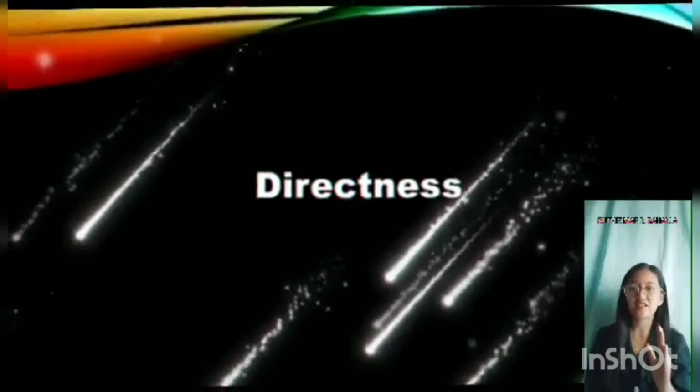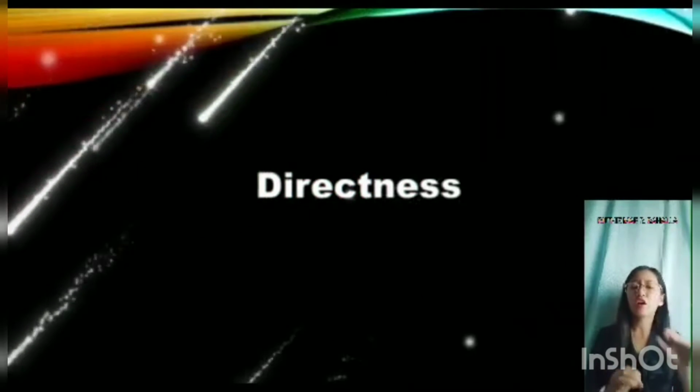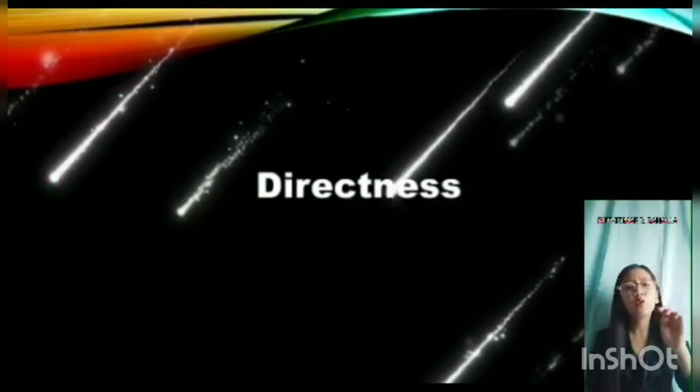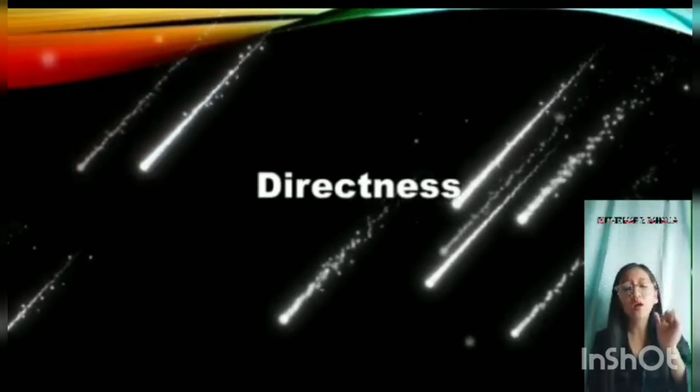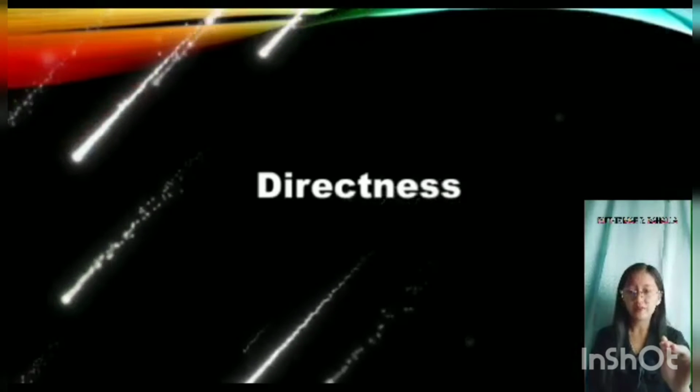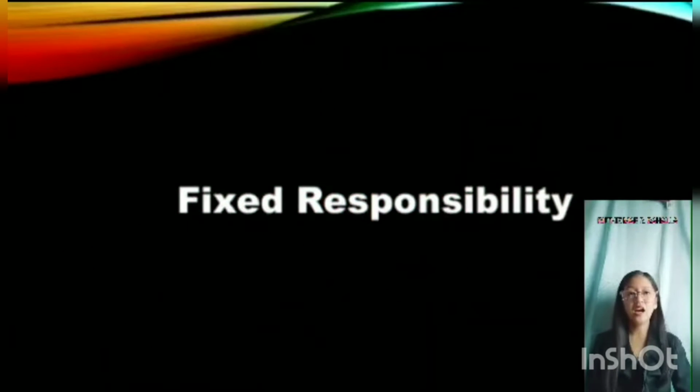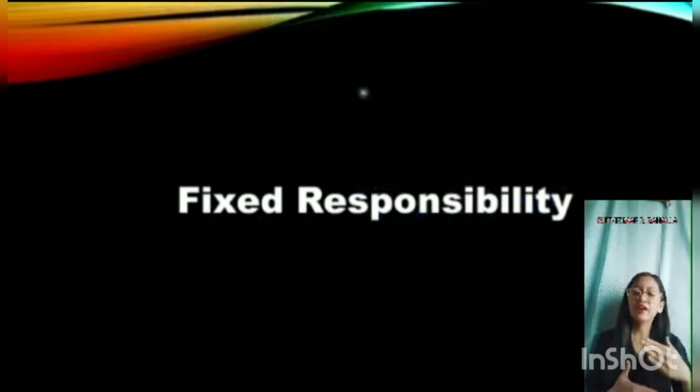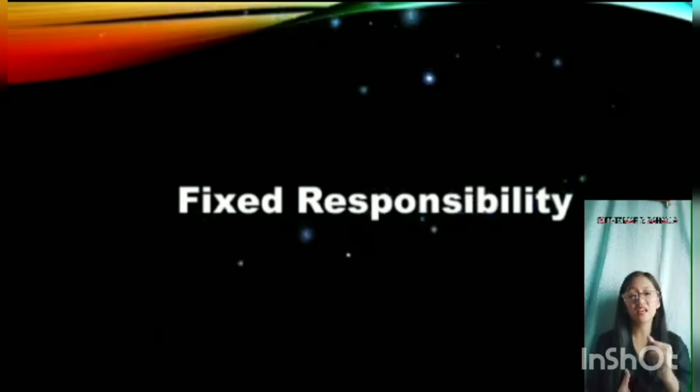So, the directness. Directness means each member of the organization is aware of who is responsible for them and what function they are performing. Next is the fixed responsibility. The responsibility is not divided. Employees and supervisors at each level are subject to singleness of control. Duties and responsibilities of the employees are well defined. Therefore, every employee can be held responsible for specific duties assigned to them.